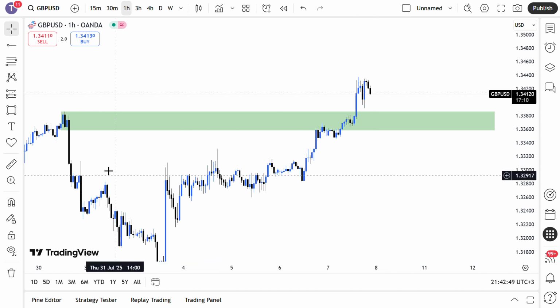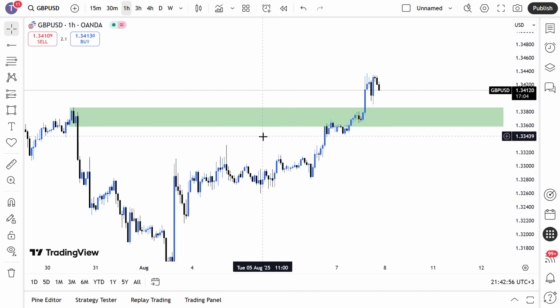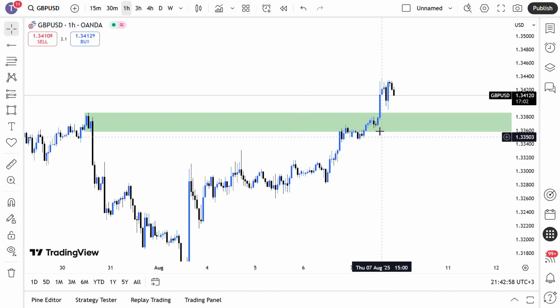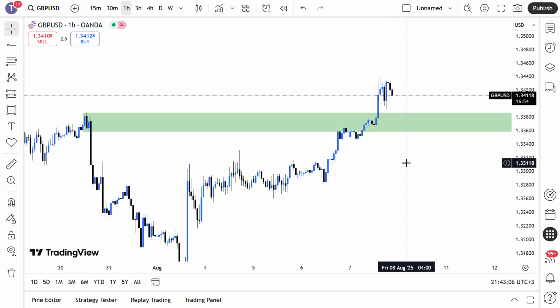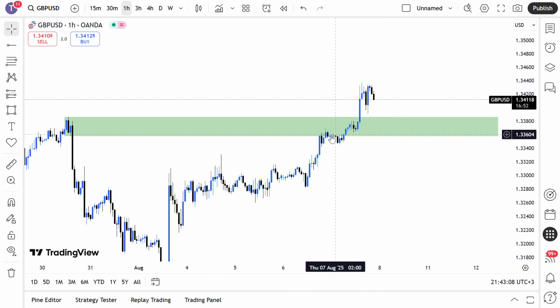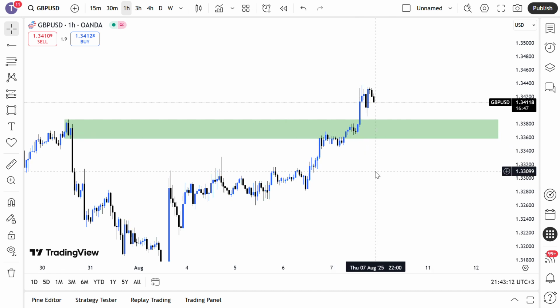On this pair here, we expected some sales from this zone, from this order block, a 1 hour order block. And I said if we don't get a change of character from this zone, we are not going to enter this trade. And we did not get any change of character from this zone. So this zone has been violated, and I expect the market to be going higher.